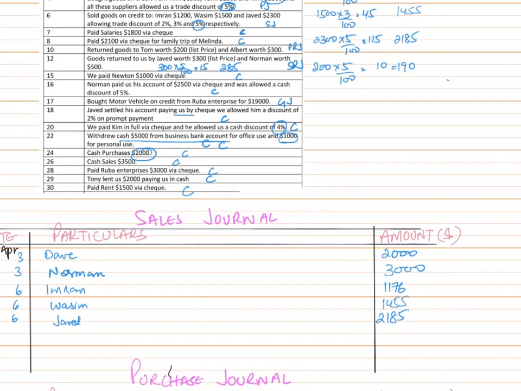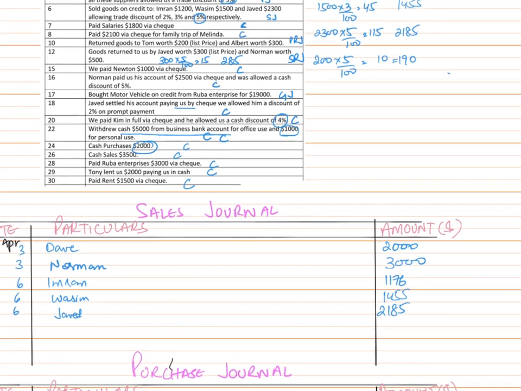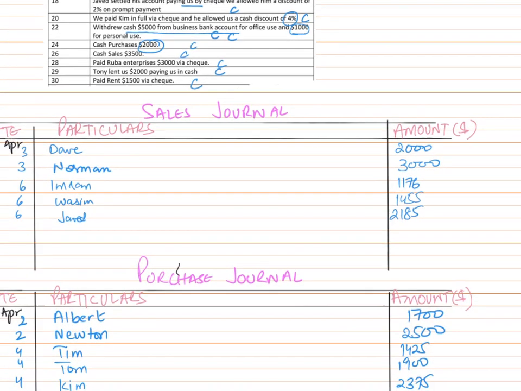Now if you look at the transaction on the 17th, that would be recorded in the journal, because we bought a motor vehicle on credit from Ruba Enterprises. This neither involves cash or bank as of now, nor does it involve any goods, so we'll have to record this in the journal. So the double entry would be motor vehicle debit, and Ruba Enterprises is a liability, and the liability is increasing, so that would get credited. So motor vehicle debit and Ruba Enterprises credit by 19,000.